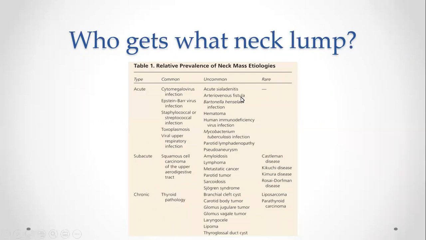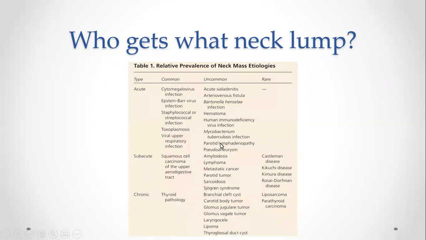Other uncommon swellings are due to sialadenitis. It can be parotitis or submandibular sialadenitis, and a fistula. Bartonella infection, because it is cat scratch disease, and hematoma, and HIV infection can present with multiple enlarged lymph nodes in the neck. Tuberculosis infections can be atypical tuberculosis as well. We call it a cold abscess.